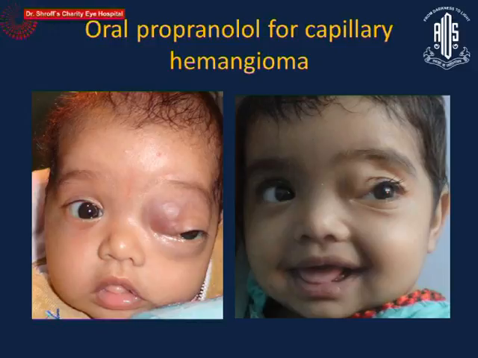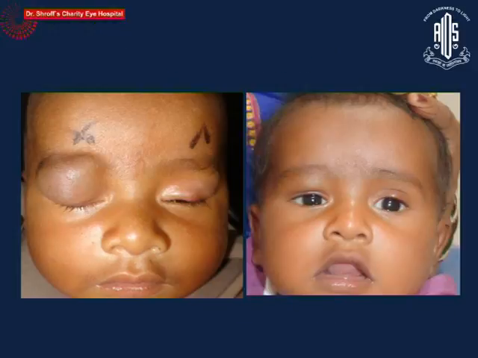and usually start them with a dose of 1 to 2 milligram per kg body weight in divided doses. And in the patients we have treated till now, we haven't seen any systemic complications associated with the treatment. The treatment goes on till the hemangioma resolves or till the response to treatment comes, and at times it can go on for about a year or so. Another child who presented with bilateral hemangioma also responded quite well to oral propranolol.